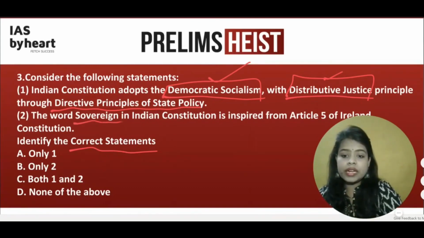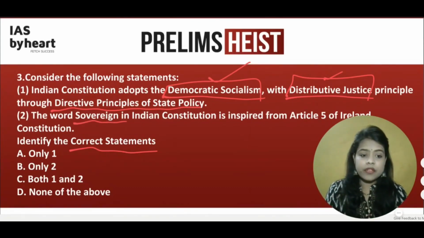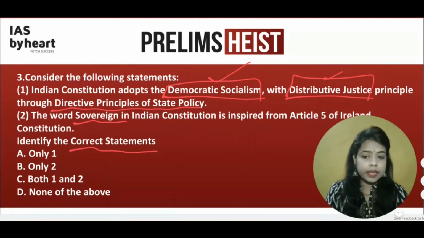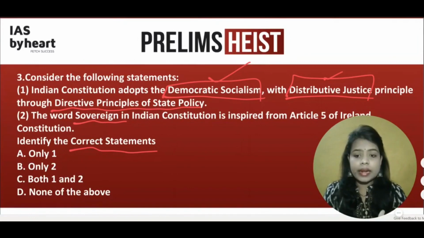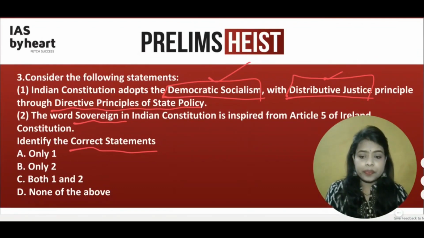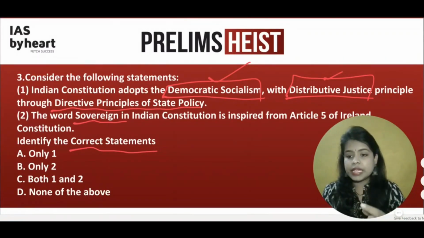And the word sovereign in Indian Constitution is inspired from Article 5 of Ireland, it is saying. So Ireland, it is saying in the statement. If you have clearly referred to the sources of Indian Constitution step by step, then you will know that yes, it is referred from Ireland. But this is something which is not given in Lakshmikant book. It is given in the D.D. Basu book.